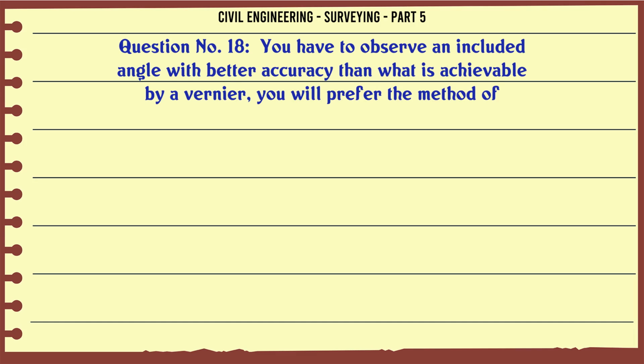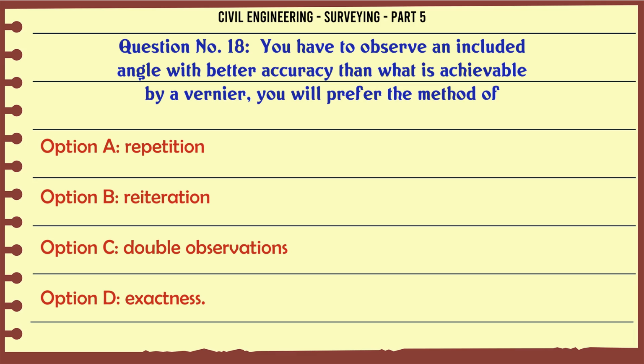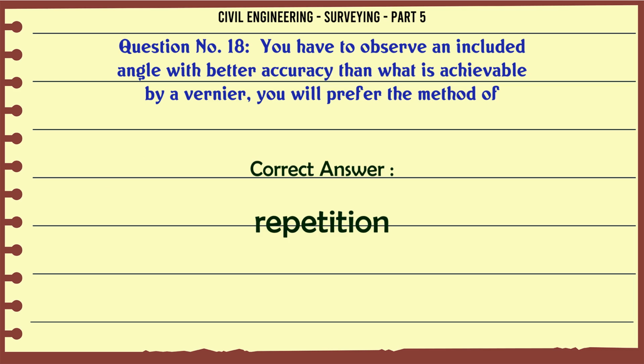You have to observe an included angle with better accuracy than what is achievable by a vernier. You will prefer the method of: A. Repetition, B. Reiteration, C. Double observations, D. Exactness. The correct answer is repetition.